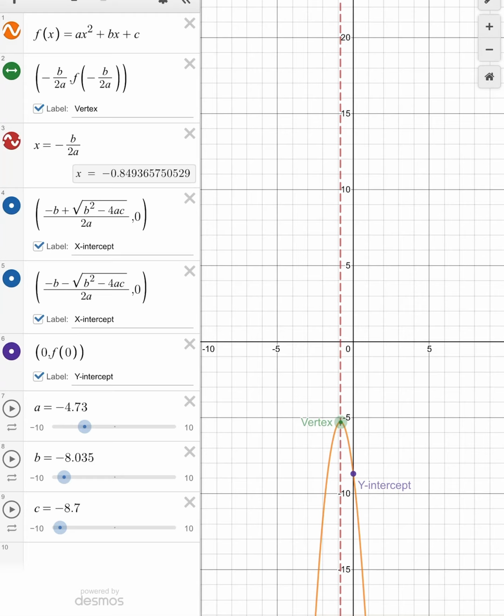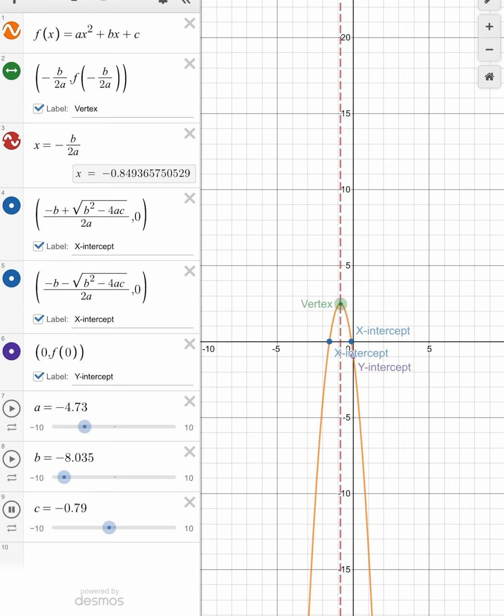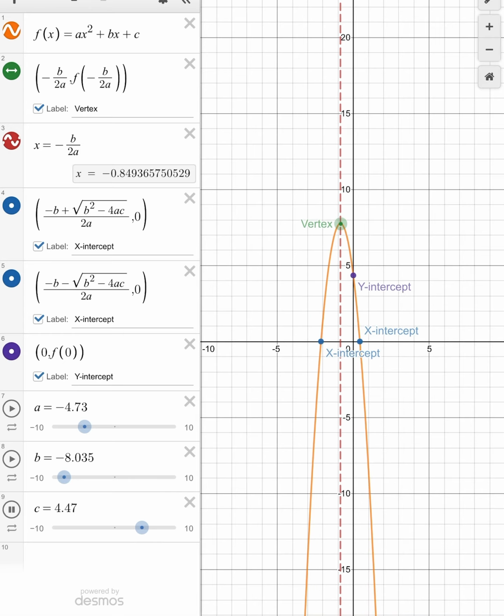Notice, does this parabola have x-intercepts? It doesn't. It does not touch the x-axis anywhere. There are no x-intercepts here. There's still a y-intercept. There's still a vertex. There's still an axis of symmetry, but we no longer have x-intercepts. Interesting. Okay, I'm going to keep playing. Now the C value is changing our y-intercept. Ooh, I'm going to stop it right here. Now we have x-intercepts again.